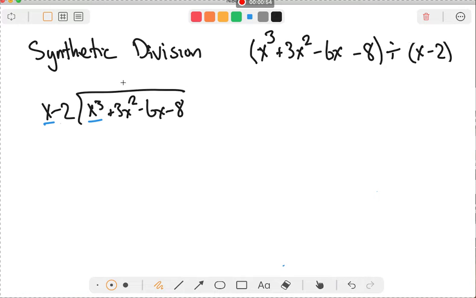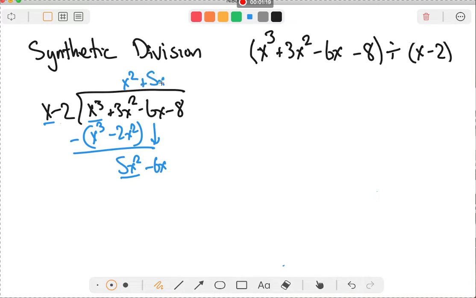So x into x cubed gives me x squared. X squared times x minus 2 is x cubed minus 2x squared. We subtract, so 3x squared minus a negative 2x squared is 5x squared. These, of course, cancel. We bring down the next term, and then we just keep going again. First term by first term. So 5x squared by x is 5x.